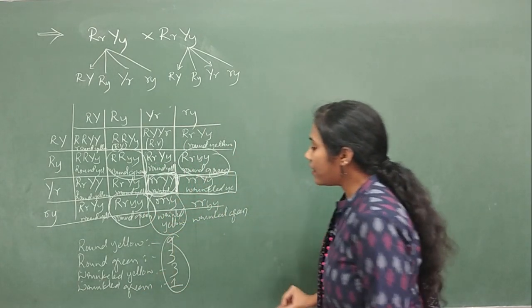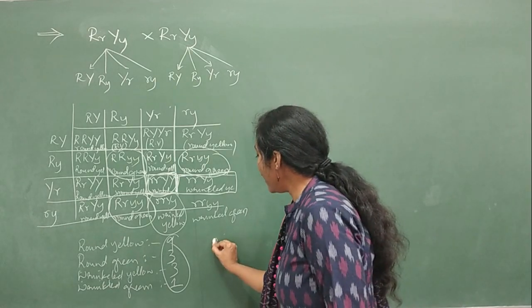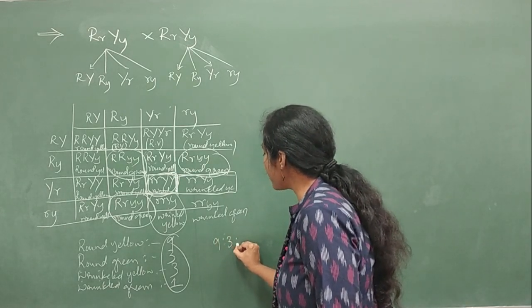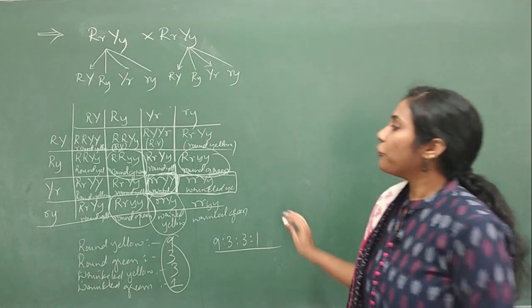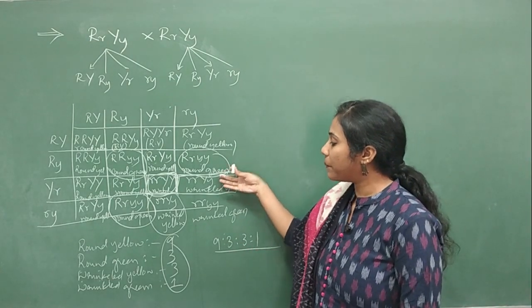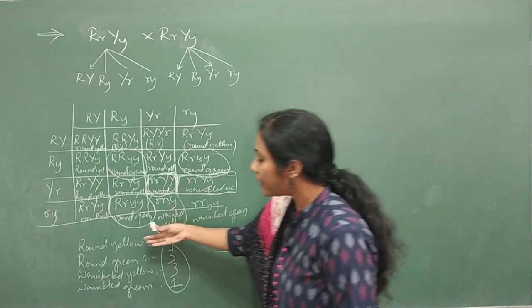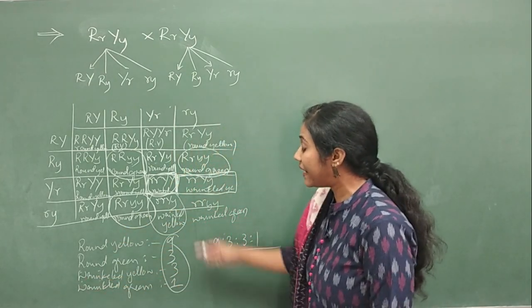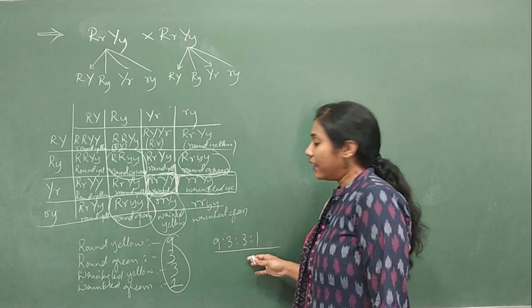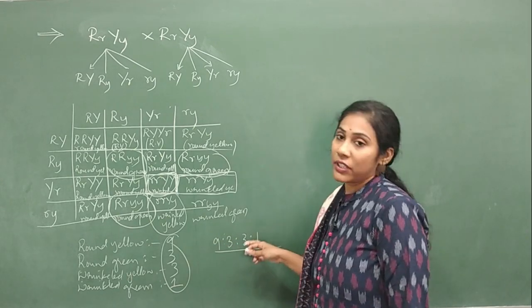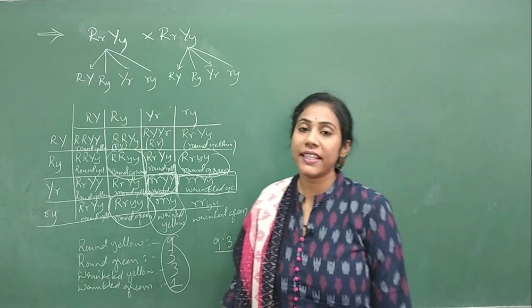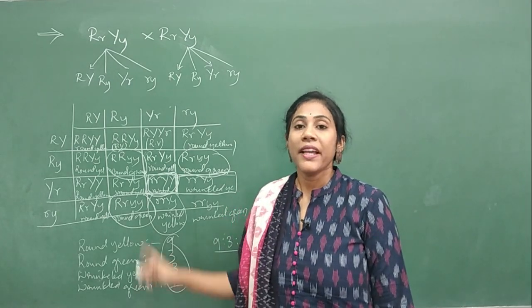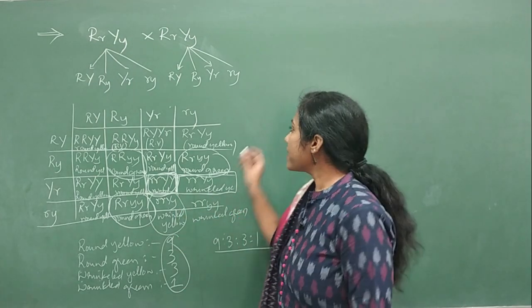So what is our phenotypic ratio here? 9:3:3:1, right? So this is how you have to neatly draw the checkerboard and show them what are the different varieties of plants and how many you had got, right? Mention the phenotypic ratio also. So this is one famous question that can be asked for 4 marks.